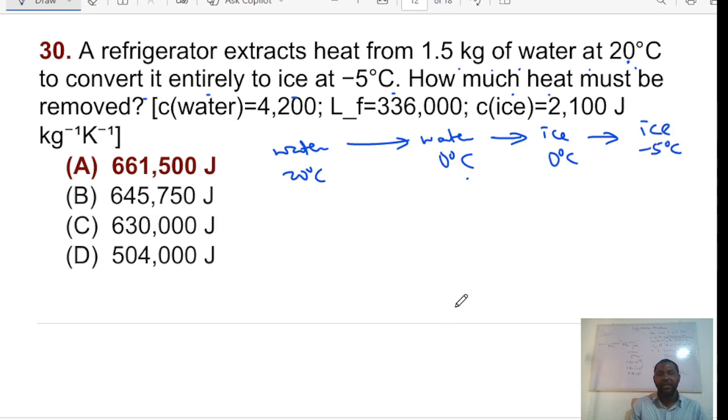You see that? So once it gets to this, it can now change. But that period where it is changing from one state to another, water to ice, or ice to water, or water to steam, or steam to water, the temperature can never change. Don't forget that. Temperature will not change.